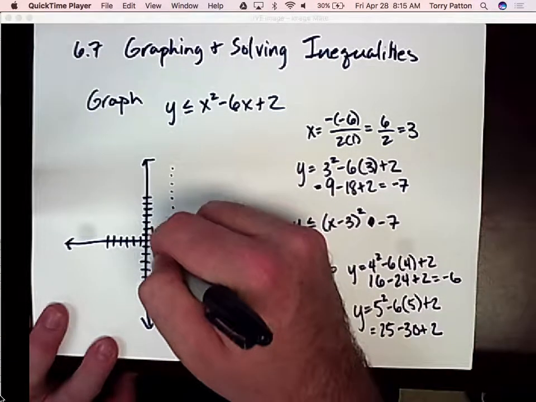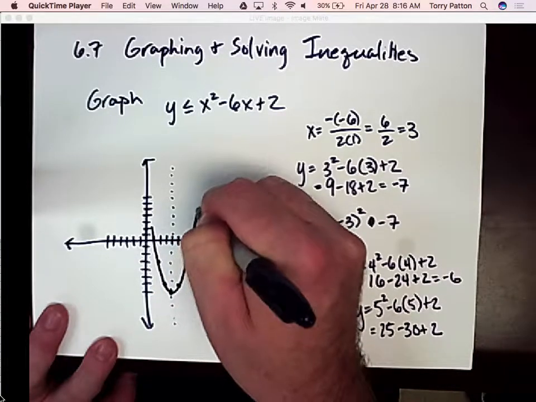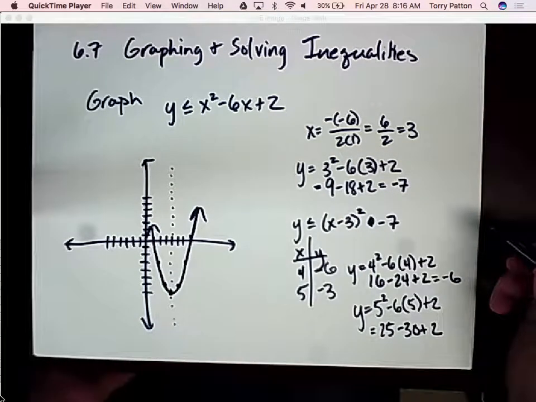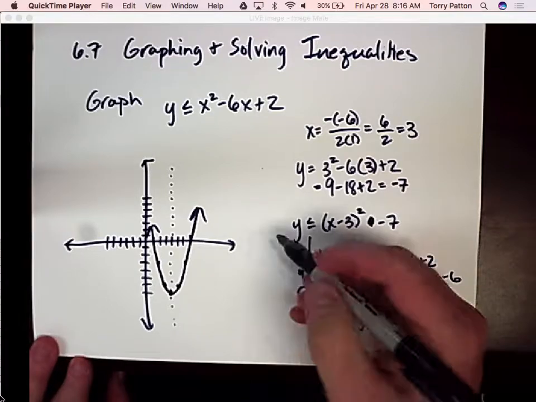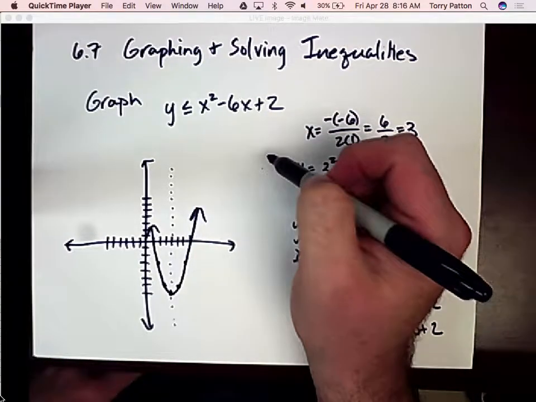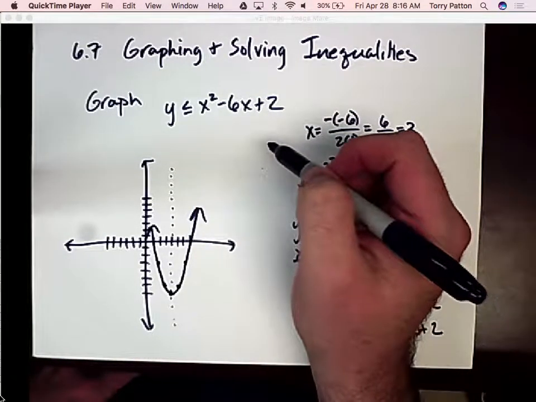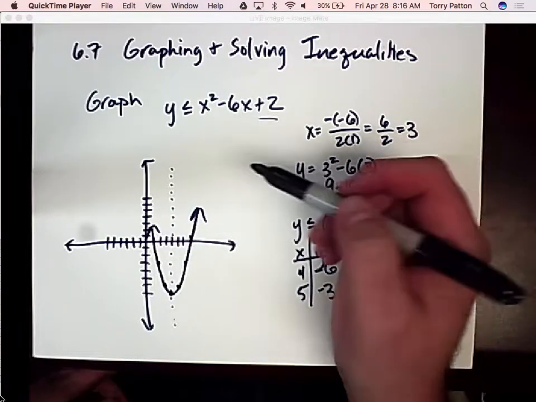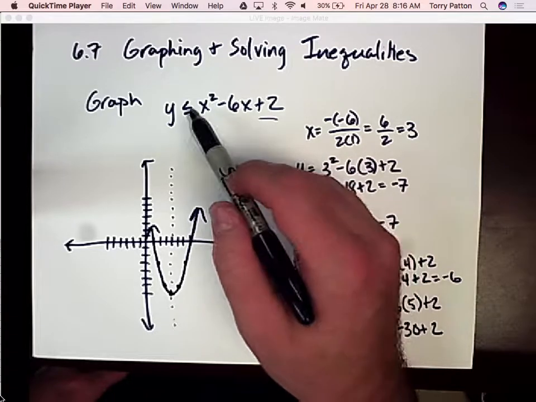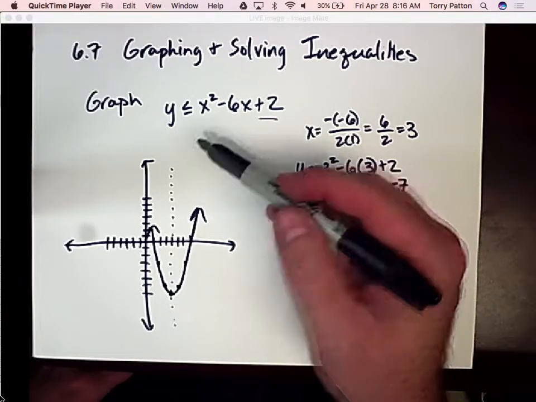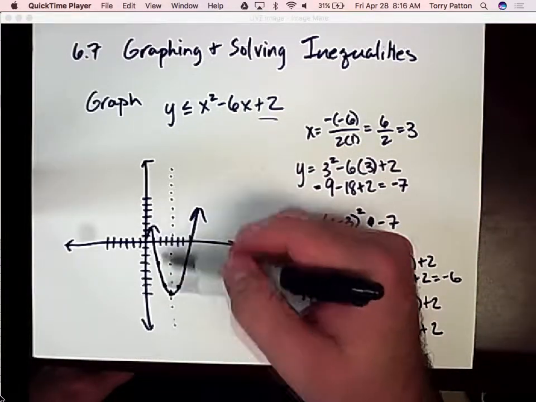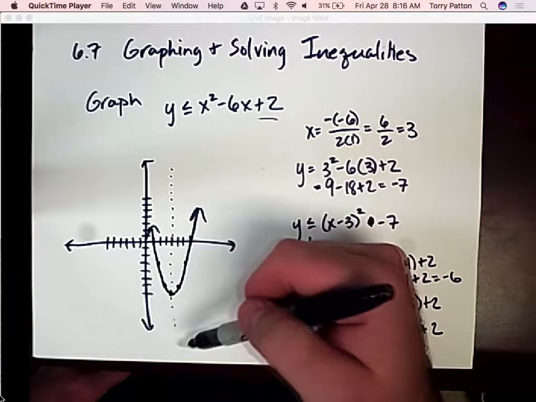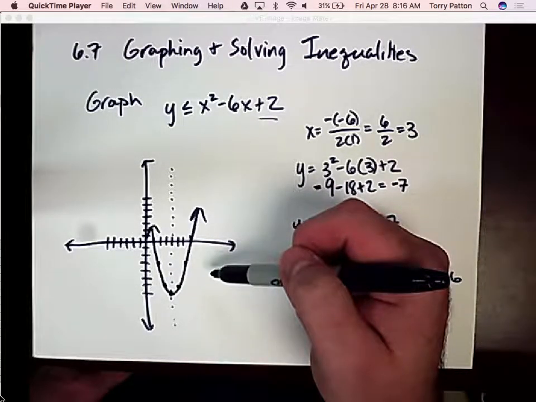So here, that is the curve y equals that. Okay? So we draw it solid because equals is part of the solution. It's less than or equal to. So now we're either going to shade inside or outside since it's an inequality.